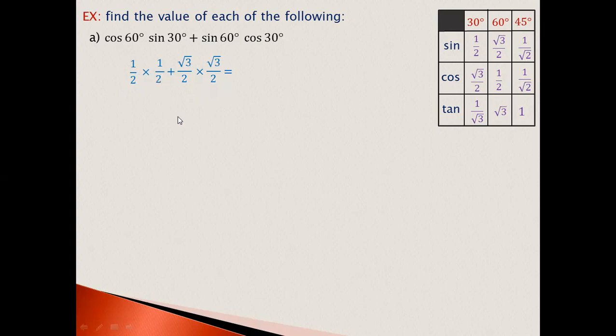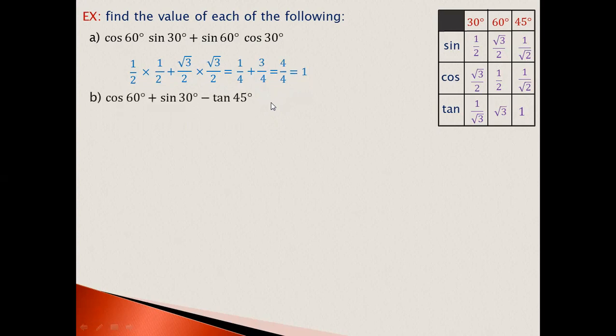Half times half equals 1 over 4, and root 3 over 2 times root 3 over 2 equals root 3 times root 3 equals 3, and 2 times 2 equals 4. Now we have two fractions having the same denominator. We can put the same denominator and add the two numerators. It's going to be 4 over 4, and 4 over 4 equals 1.